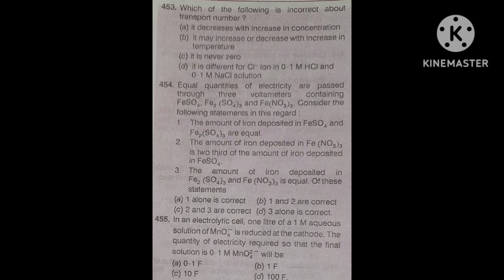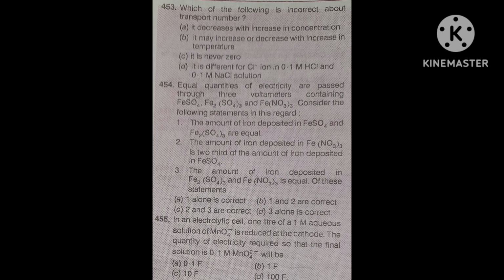Fe2(SO4)3. Again, here you can see in Fe2(SO4)3, Fe is in plus 3, and second is Fe(NO3)3. Here also Fe is in plus 3. Correct? The third statement is that the amount of iron deposited in Fe2(SO4)3 and Fe(NO3)3 is equal. This is correct, because in both salts, in both electrolytes, Fe is in plus 3 state. Hence, obviously, they will deposit equal amount. And second and third are correct.